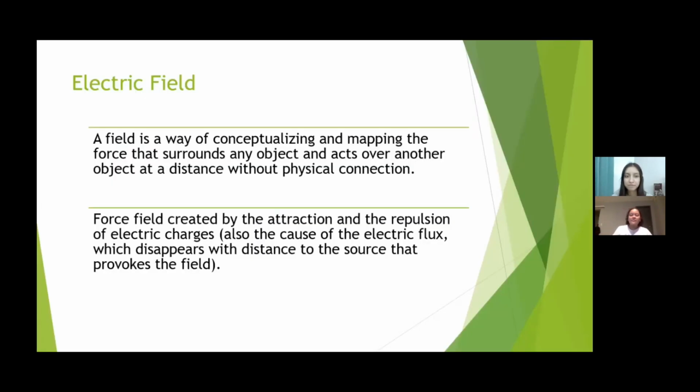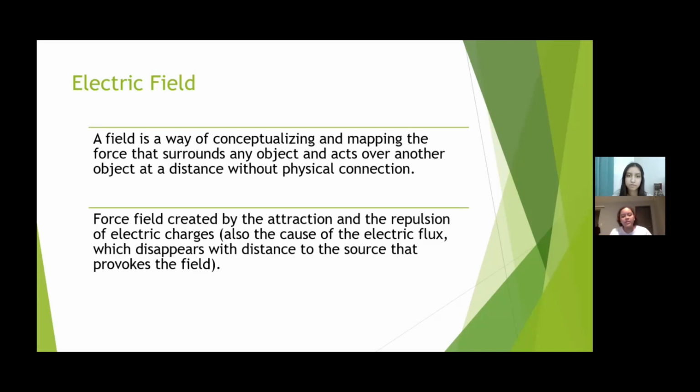It is said that the field is a way of conceptualizing and mapping the force that surrounds any object and acts over another object at a distance that doesn't have a physical connection. So, knowing this, an electric field is a force field created by the attraction and the repulsion of electric charges. This is also the cause of the electric flux, and it is measured in newtons per coulomb.